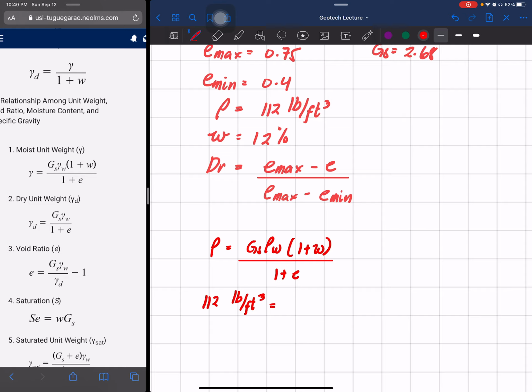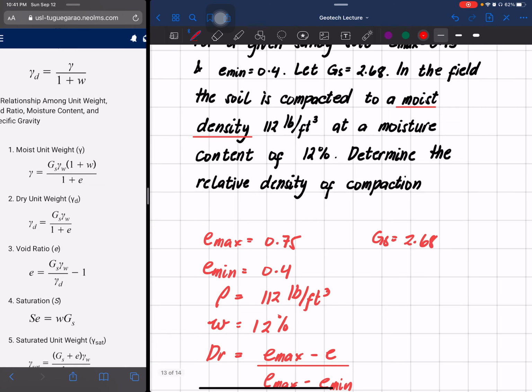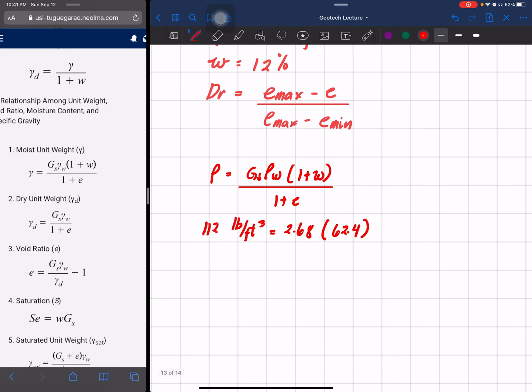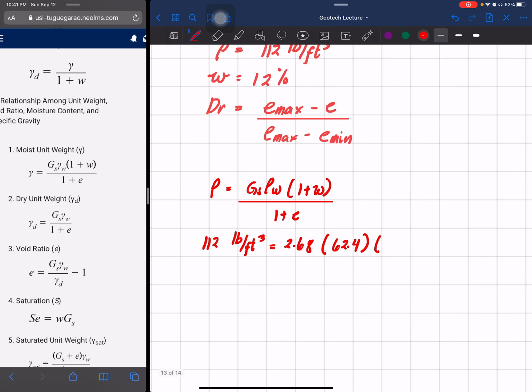Okay. So, in GS natin is 2.68. And then, what is the unit weight of water in terms of pounds? That is 62.4, guys. Okay. So, huwag yung kalimutan, multiplied by yung water content. So, that's 1.12. Diniretso ko na, guys, ha? Hindi ko na siya in-add. Okay? All over 1 plus E.